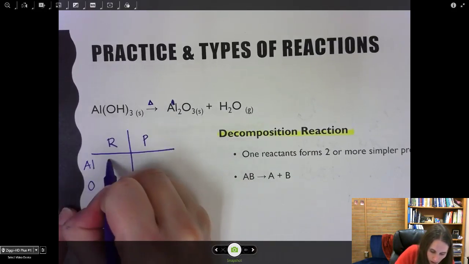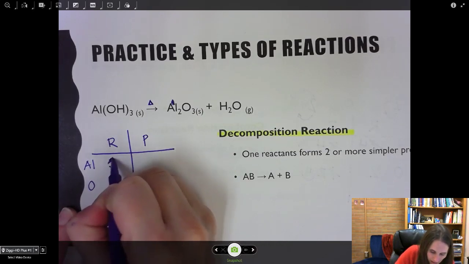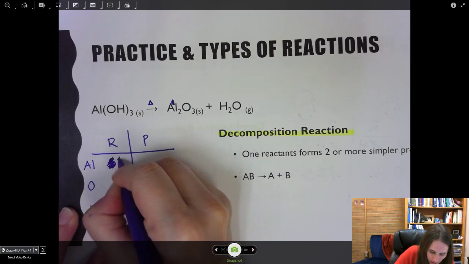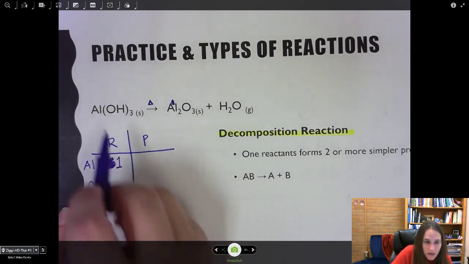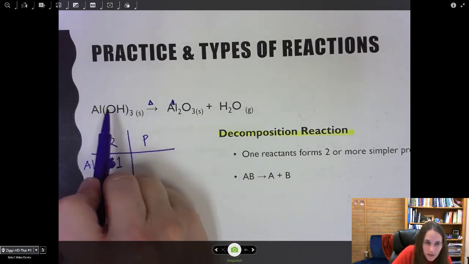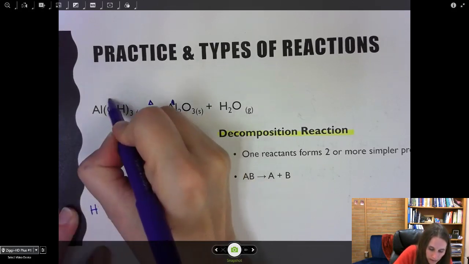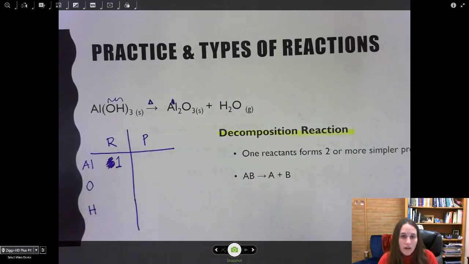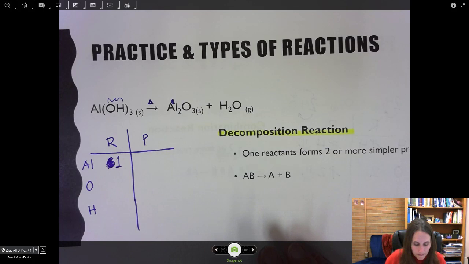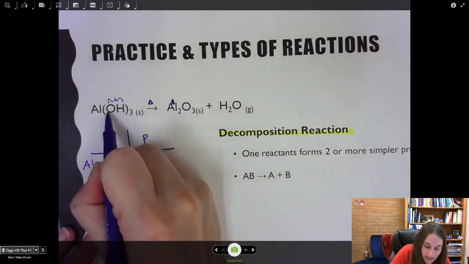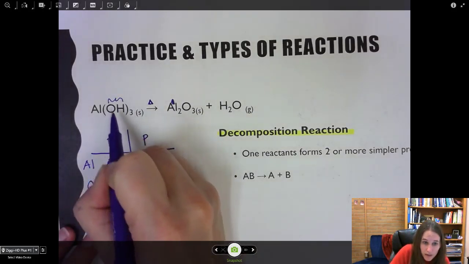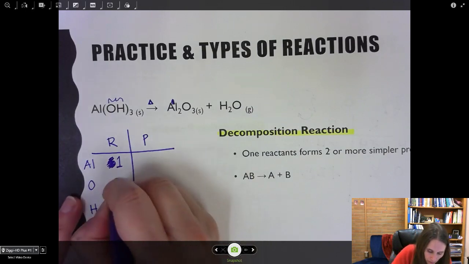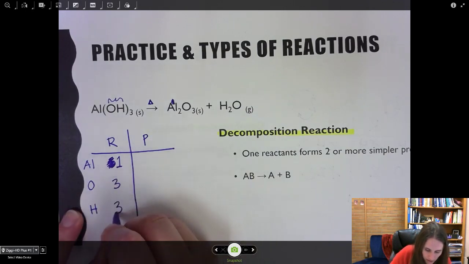So on my reactant side, whoops, did the thing I was just about to tell you not to do. Ha ha ha. I have one aluminum atom. So this 3 here does not apply to the aluminum. It only applies to the polyatomic ion, the hydroxide ion. So I have solid aluminum hydroxide decomposes to aluminum oxide and water. But the 3 does multiply to those in between, but not the aluminum. So I have 3 oxygens and 3 hydrogens.